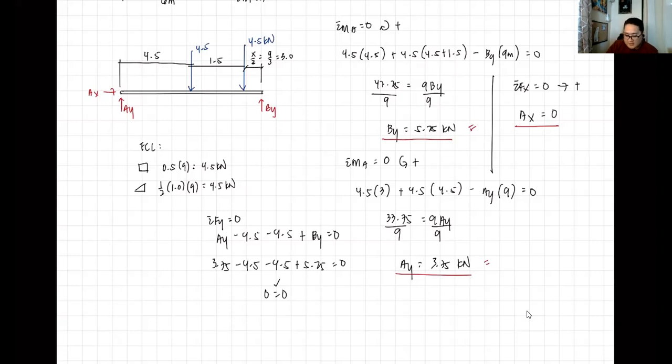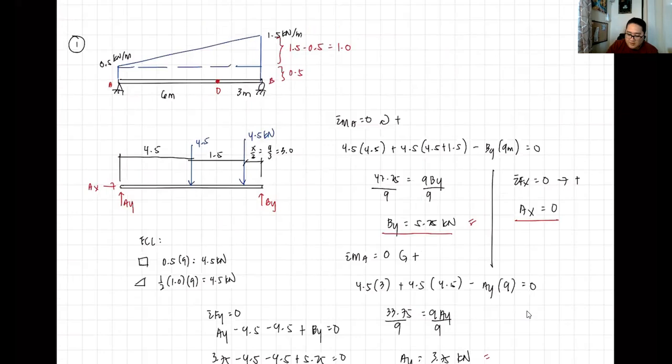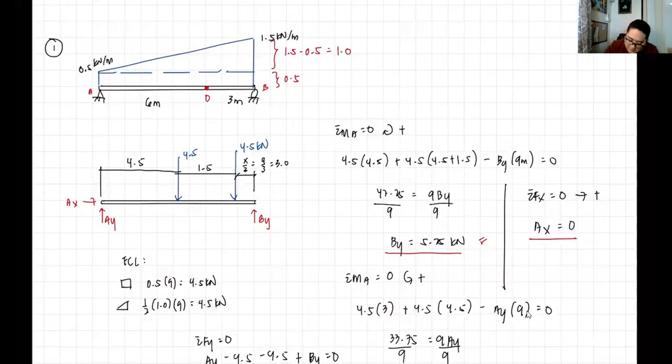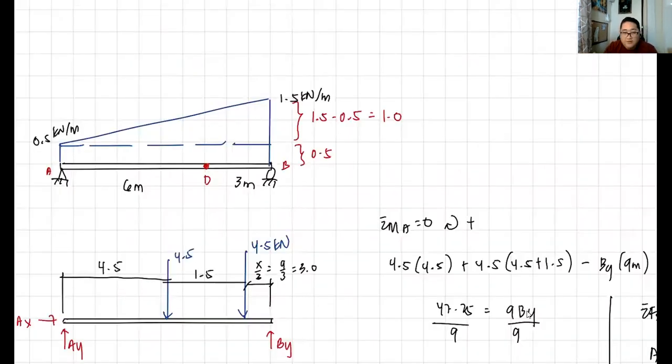Okay? Next, our question is to get yung internal reaction natin at point D. So, sabihin, magkakaroon tayo ng section dito, and then yung left segment tsaka yung right segment yung i-consider natin. Let's start with the left segment first. Pero before that, kailangan natin i-identify kung ano yung value ng ating load dun sa position na yun, no?